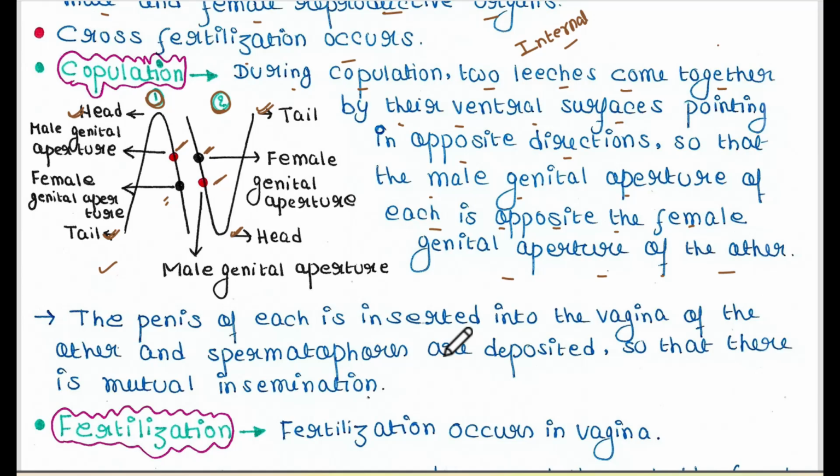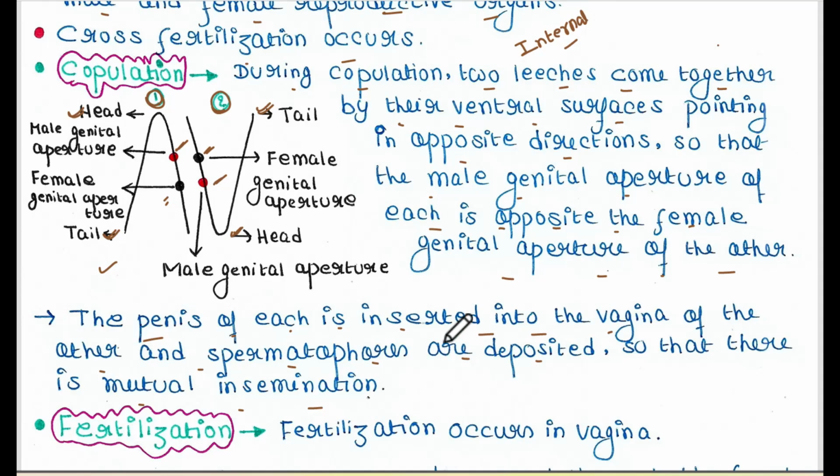Now they orient themselves in this way and they exchange gametes. So basically the penis of each is inserted into the vagina of the other and the spermatophores are deposited so that there is a mutual insemination. Both of them provide spermatophores and since both of them are hermaphrodites, in this way mutual insemination occurs.